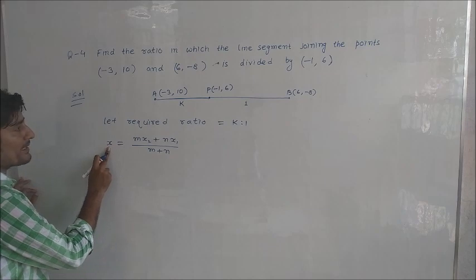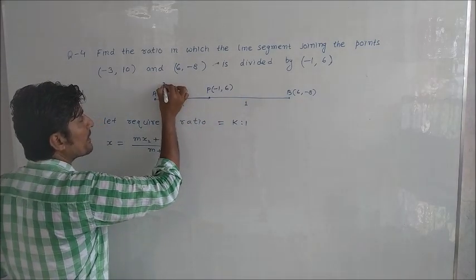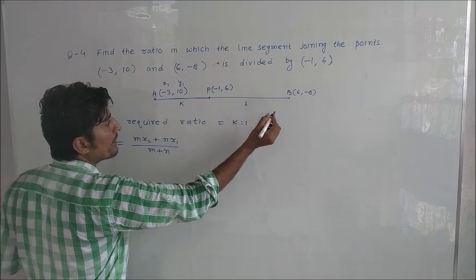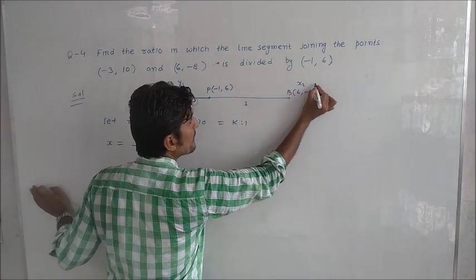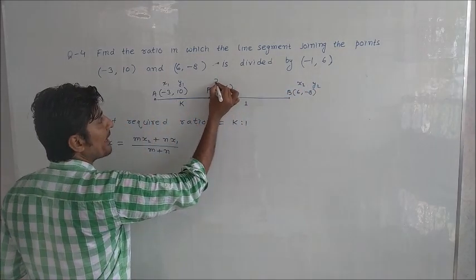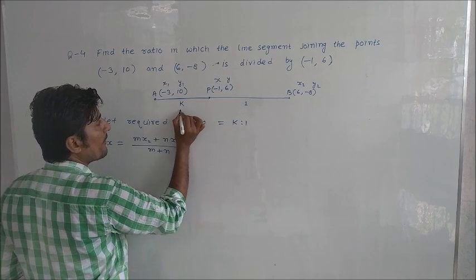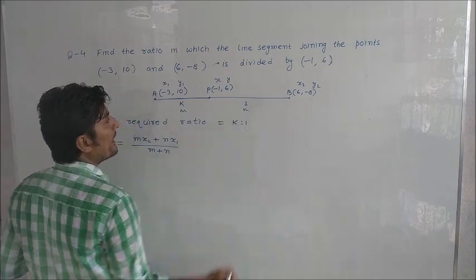The value of x is given here. This is the value of x1. This is y1. This is x2. This is y2. This is x. This is y. This is the value of m. This is the value of n.